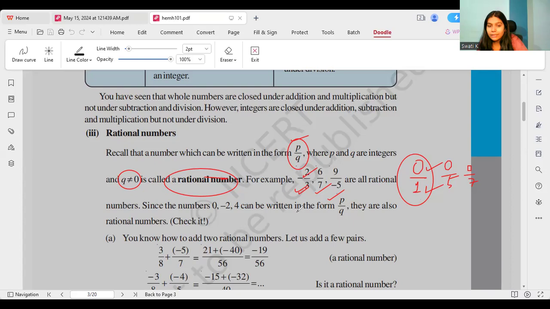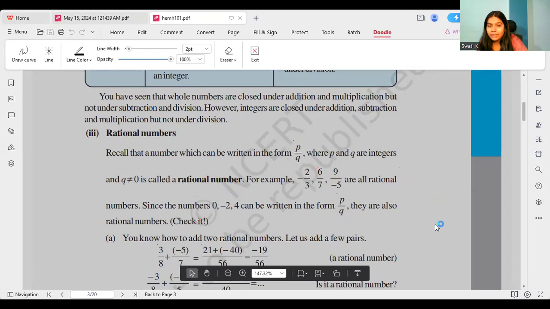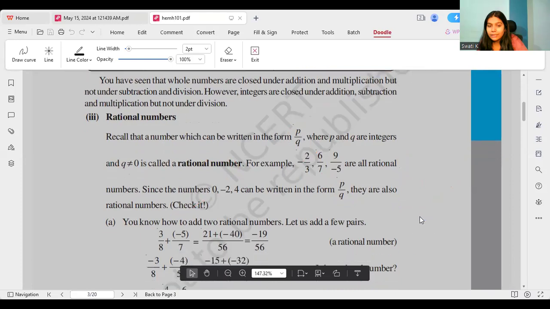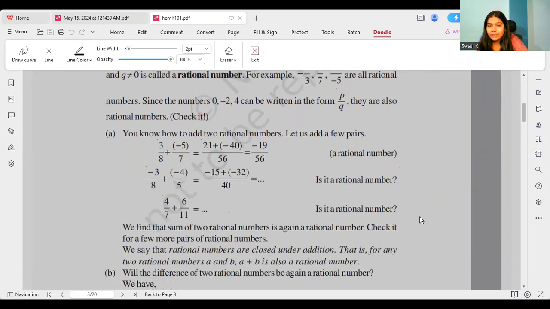Since the numbers 0, minus 2, 4 can also be written in the form of P by Q, therefore they are also called rational numbers. Check it. We checked it. And that's the answer. Okay, now we have to check whether it will be satisfying the closure property or not.